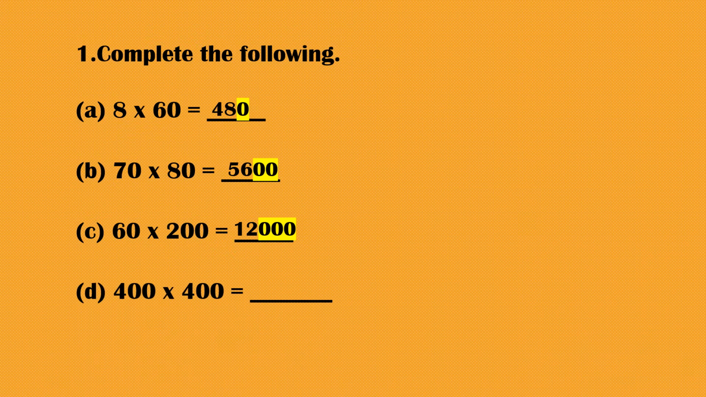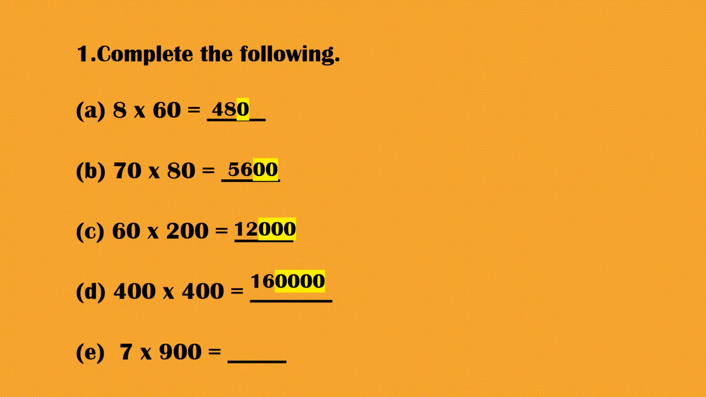Then D part, 400 multiplied by 400. So you multiply 4 into 4. You will get 16. 4 4s are 16. And how many zeros are here? 4. So what will be the answer? You see here, after 16 you have mentioned 4 zeros. So you will get 1,60,000.